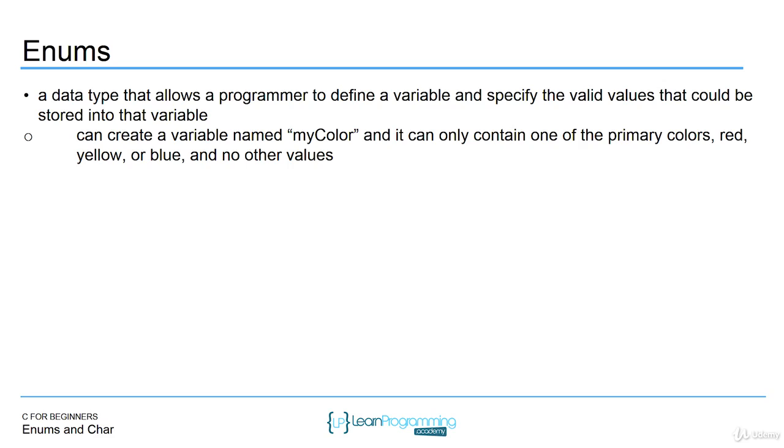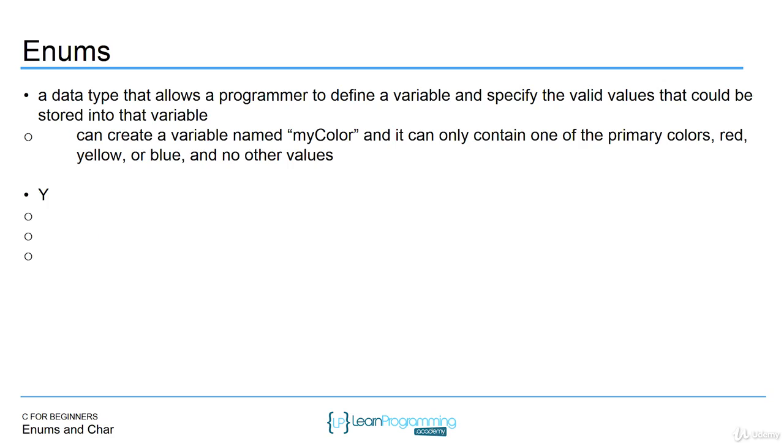So for example, you could create a variable named myColor, and if it's a certain enum type, you can set it so that it only can be assigned values of primary colors, such as red, yellow, or blue. And then no other values can be assigned to it. The compiler will give you an error. So it's sort of like a data type that you can create, but you're going to have to define the data type, and then you're going to have to create variables of that type.